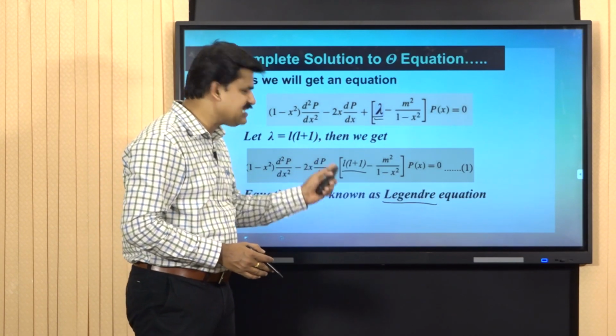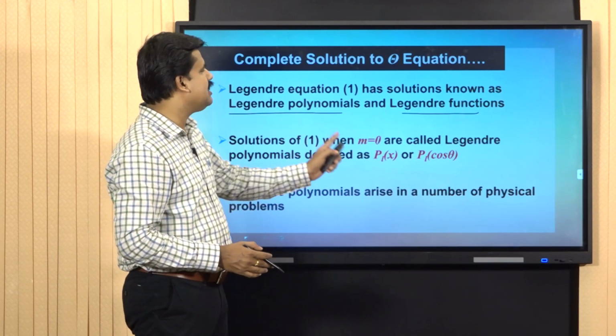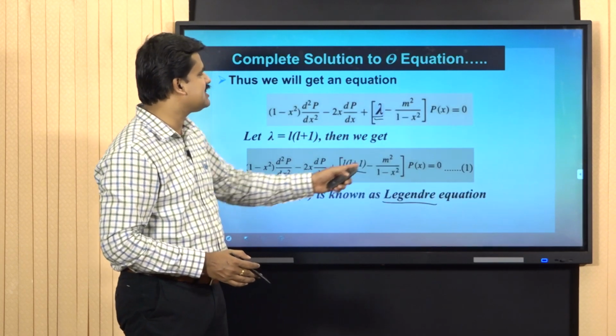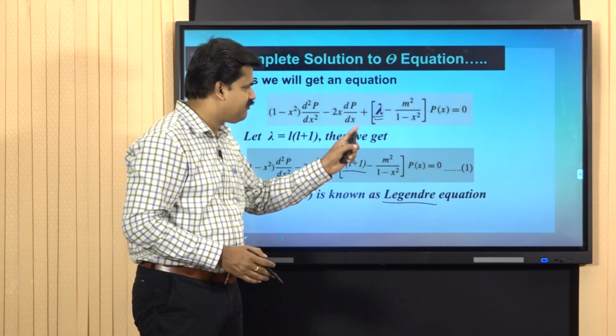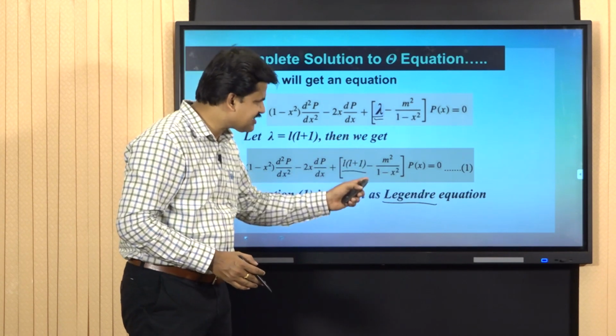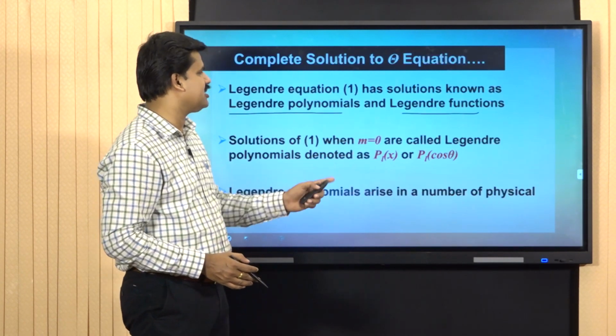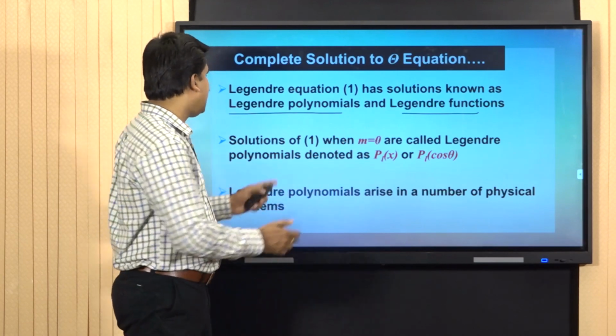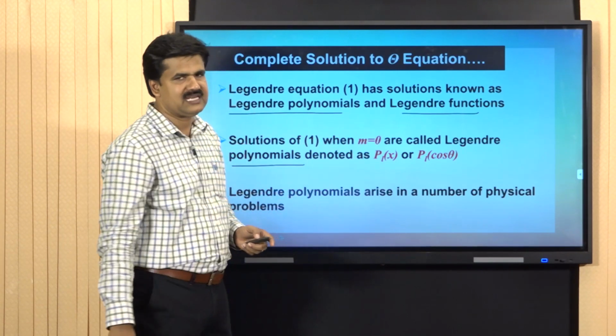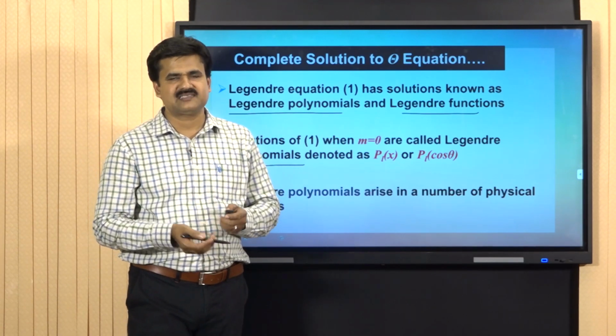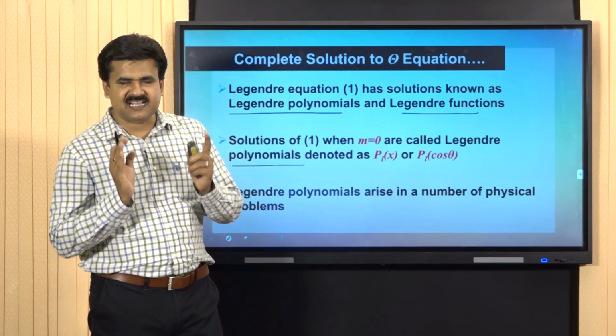The solution of this Legendre equation when m is equal to 0. Here we can see the presence of m, and for m equal to 0, this Legendre equation has a solution, and those solutions are called Legendre polynomials. So what are Legendre polynomials? It's very important. We have the Legendre equation.